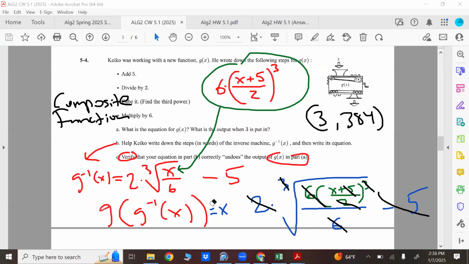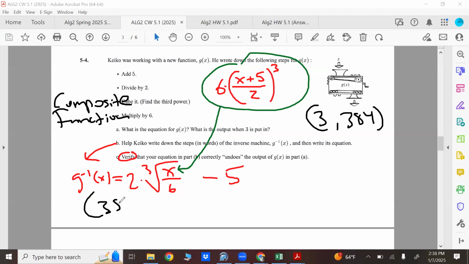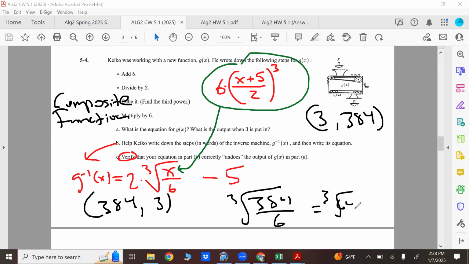So another way you can verify it, which is not the formal or sophisticated way of doing it, but it's still valid for verifying. What if I plug in 384? I should get 3, right? If I do 384 divided by 6, use a calculator, it should be 64. The cube root of 64 is 4. And what's 2 times 4 minus 5? You get 3. So that's yet another way you can verify it.